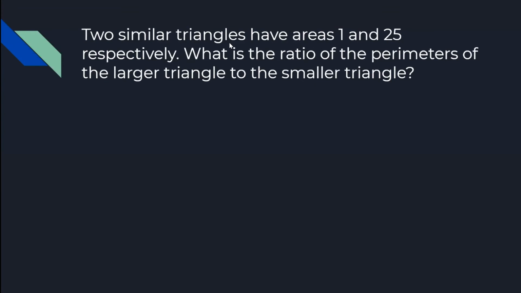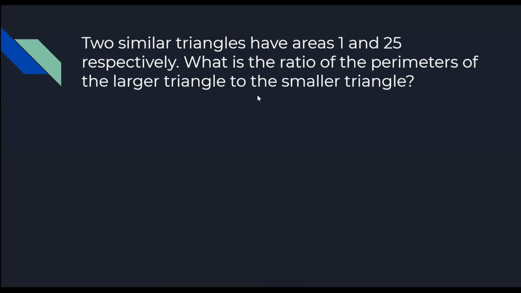Okay. 2 similar triangles have areas 1 and 5 respectively. What is the ratio of the perimeter of the larger triangle to the smaller triangle? This one is a bit trickier. It might be the last problem that we do, unfortunately, because we're running a bit low on time. Anyone want to give this a shot?